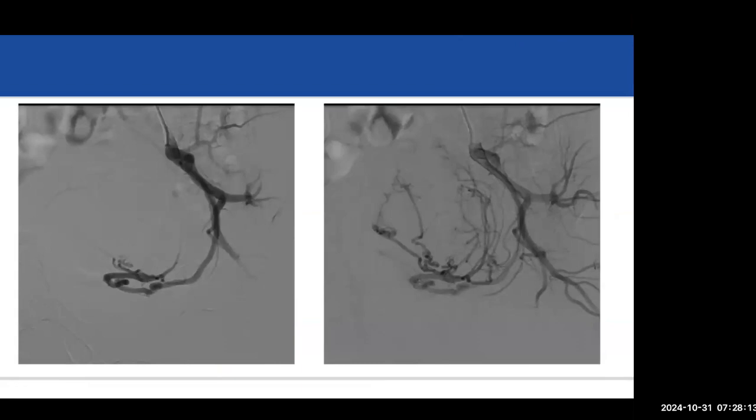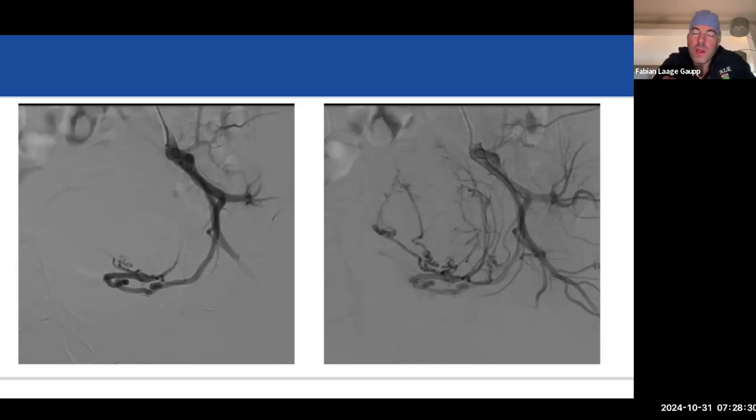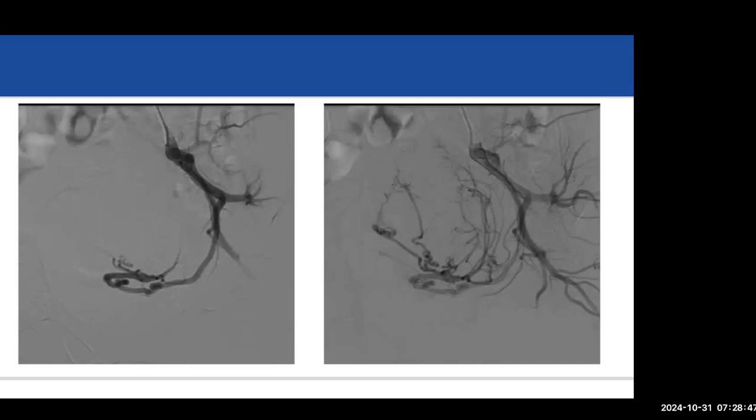Sorry to interrupt. I just wanted to ask about the cocktail that you give. I can understand why you give nitroglycerin and heparin, but why do you give verapamil? The verapamil is just to decrease spasm. It's to open up the artery. Both the nitro and the verapamil help with opening up the arteries and decrease spasm. Thanks.